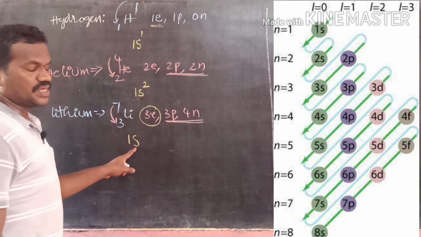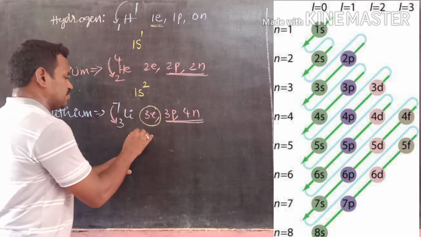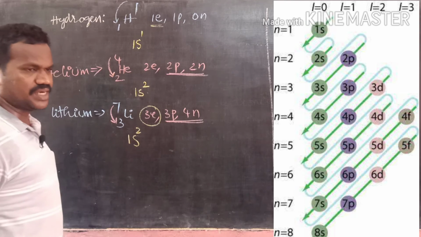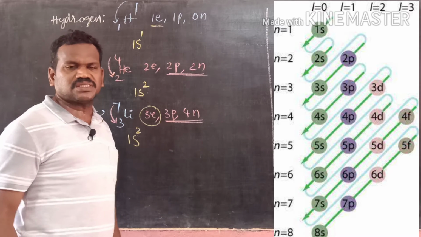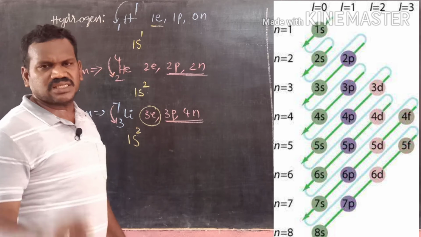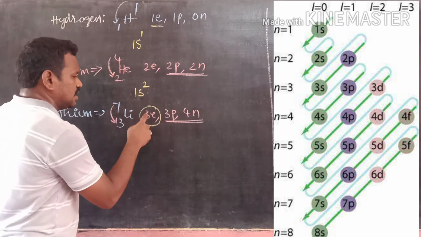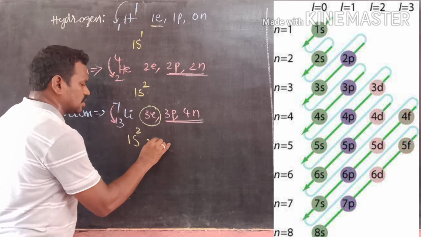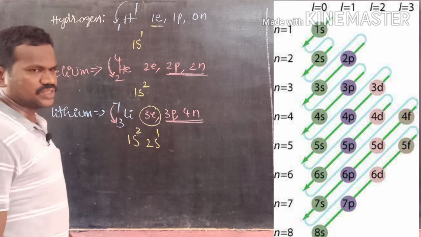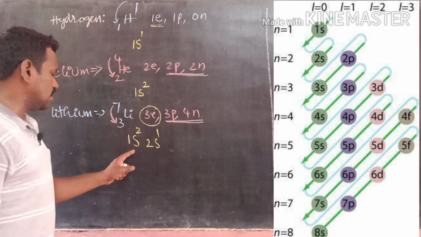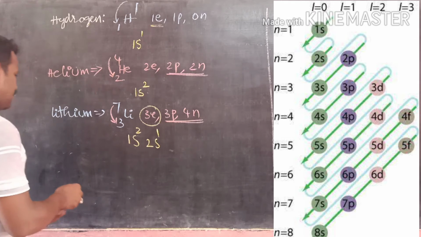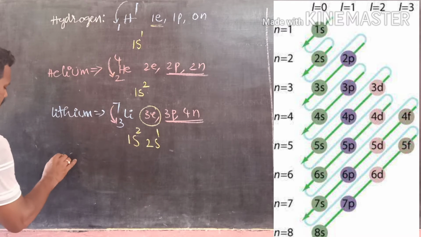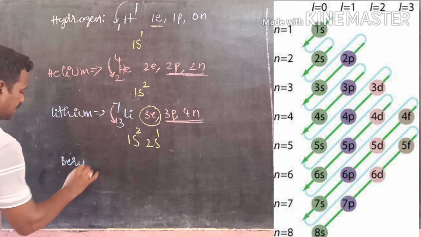But s can accommodate only 2 electrons. Out of 3 electrons, 2 electrons are accommodated. 1 electron is left, and as per the Aufbau principle, the next highest energy orbital is 2s. So the remaining 1 electron occupies the 2s orbital. Now the electronic configuration becomes 1s2 2s1. If you go towards the fourth element, that element is beryllium.